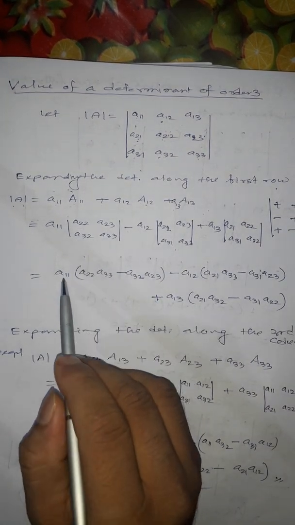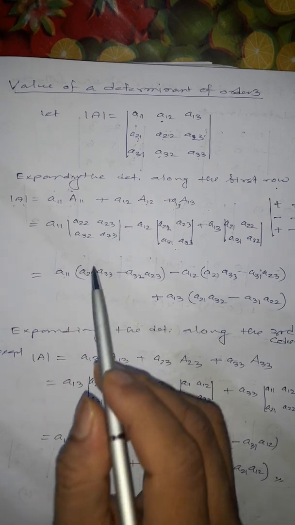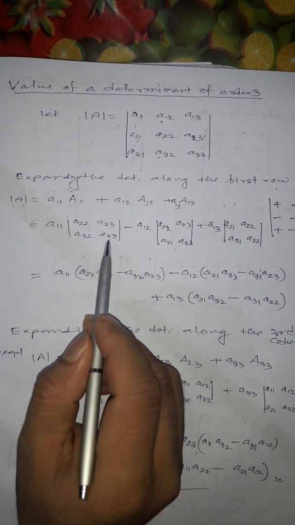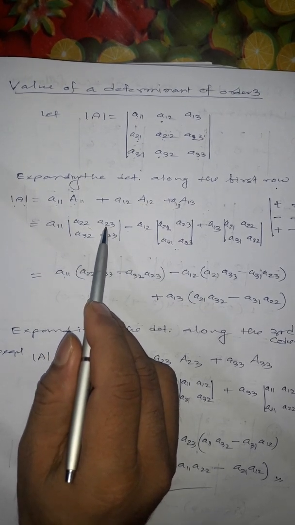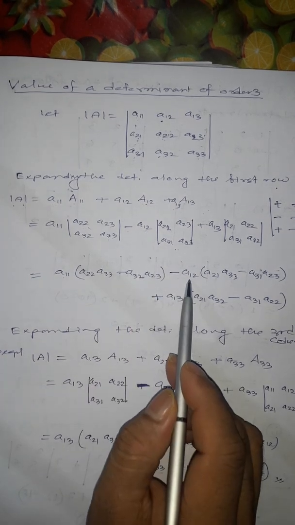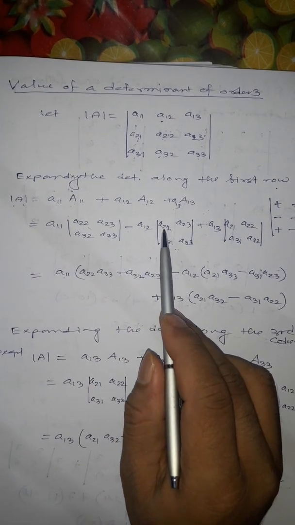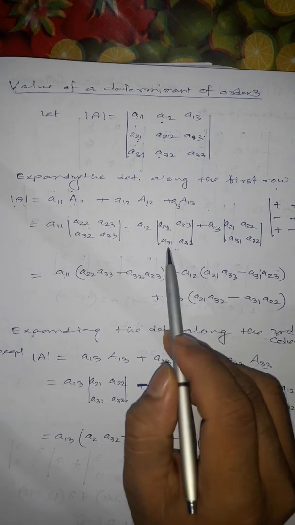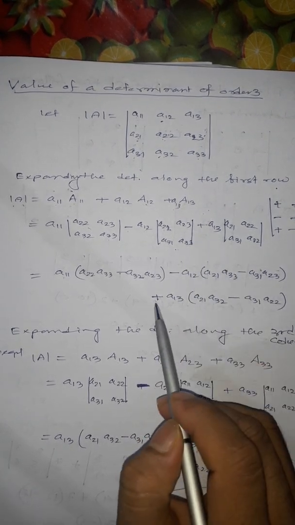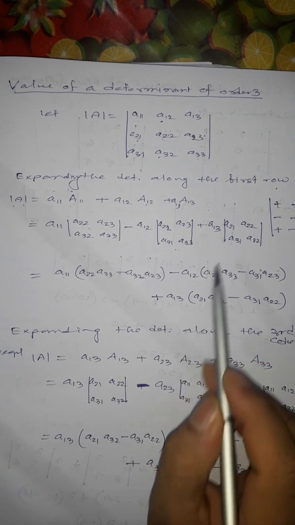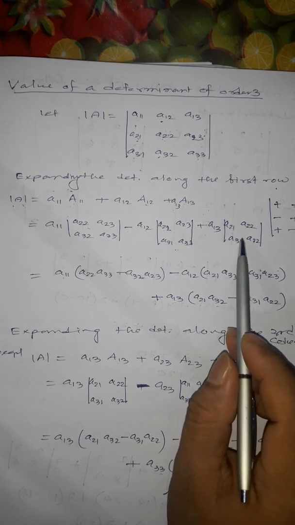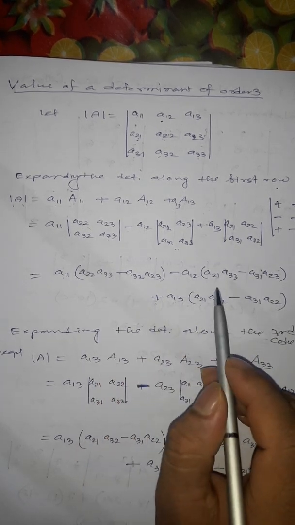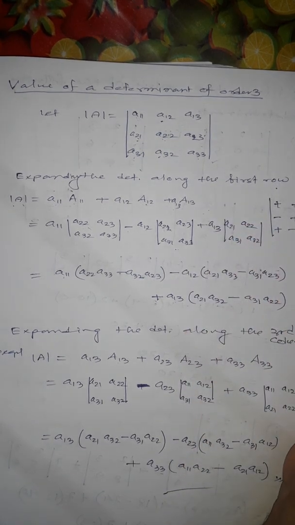Then you expand it. A11 whole into, you multiply like this, A22 into A33 minus A32 into A23, minus A12 whole into A21 into A33 minus A31 into A23, plus A13 whole into A21 into A32 minus A31 into A22. So this expression will give the value of the determinant. Understood? You can expand along any row.